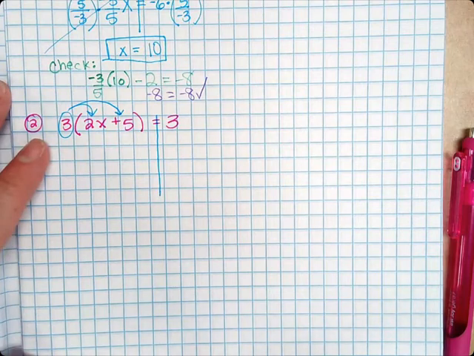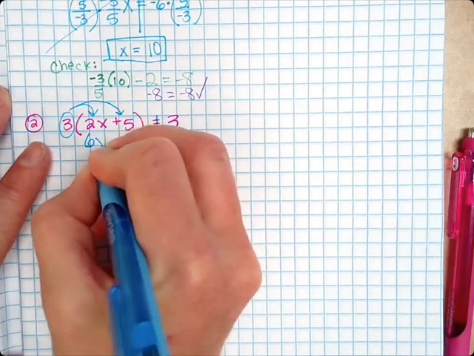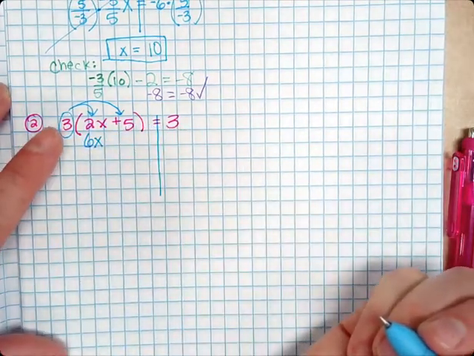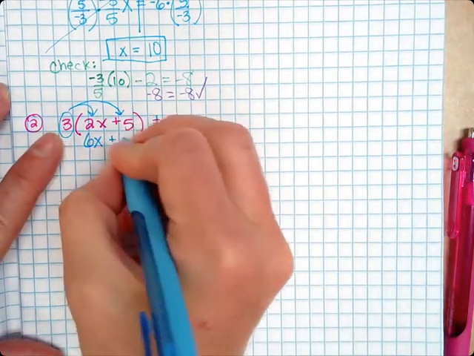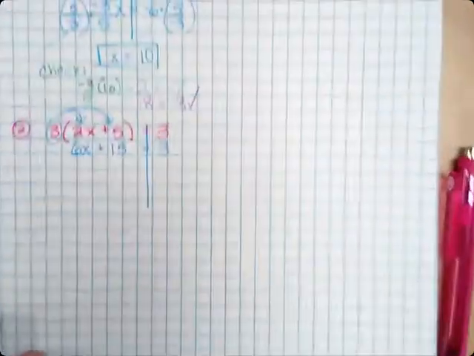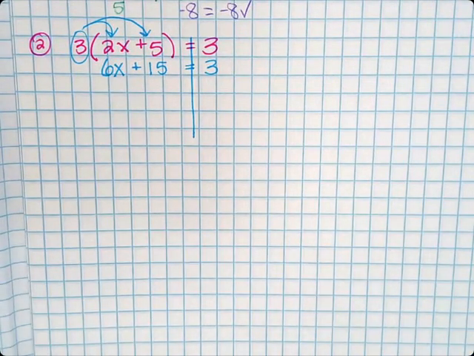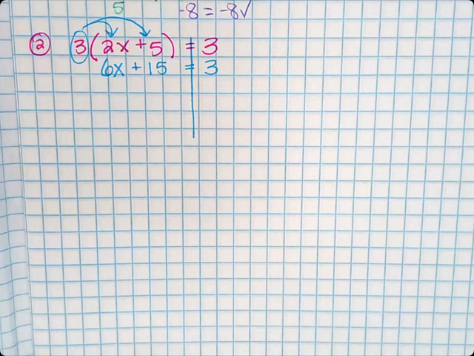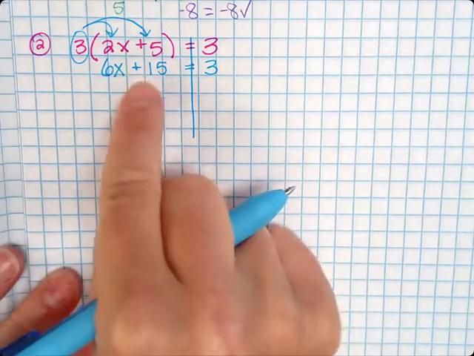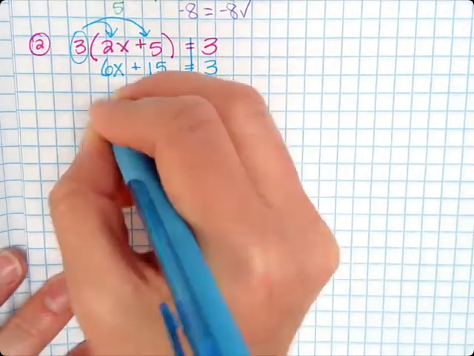So step 1 was to simplify by combining like terms and using the distributive property. So 3 times 2x is 6x. 3 times 5 is 15. So 6x plus 15 equals 3. Now we need to solve it. So we're going to undo add and subtract first. So we have a plus 15 here. So we're going to subtract 15 on both sides.